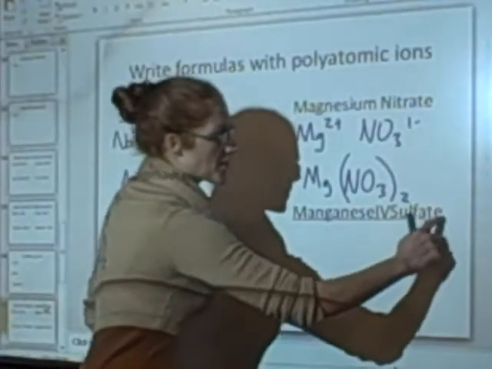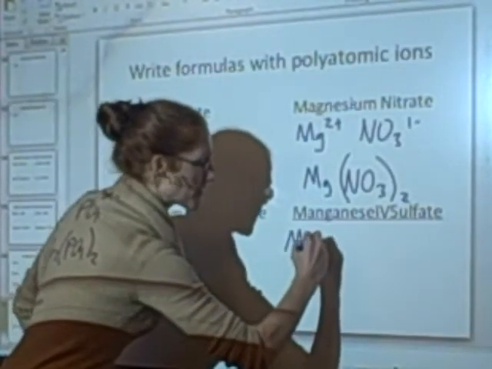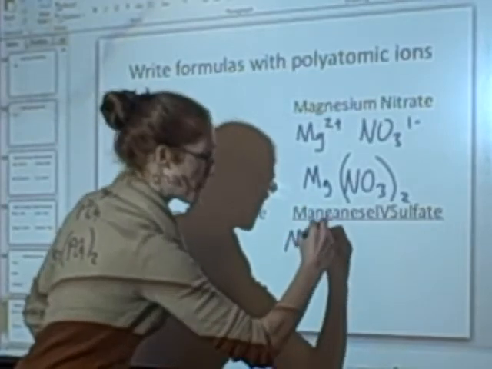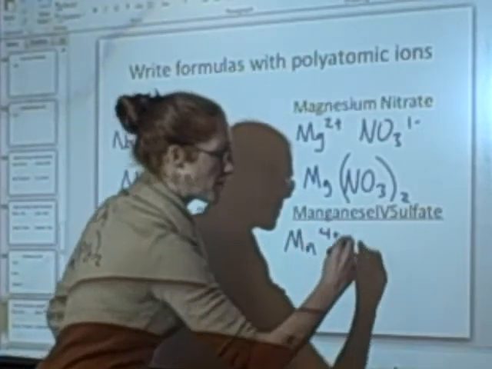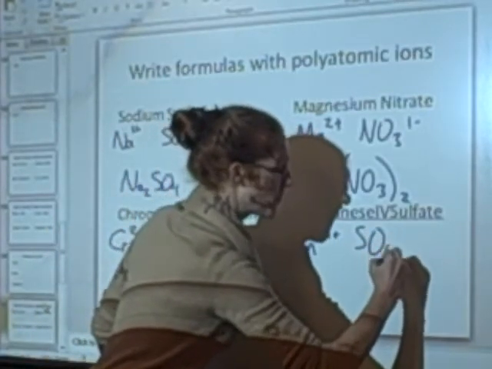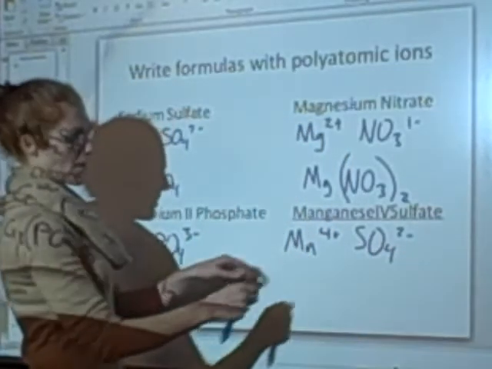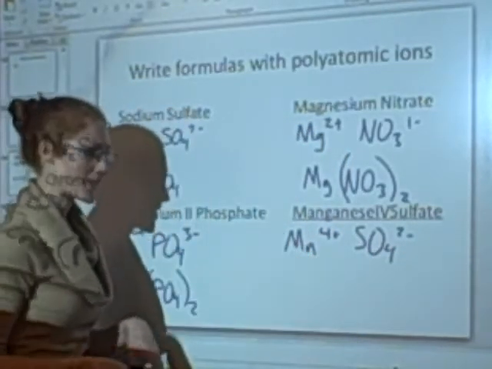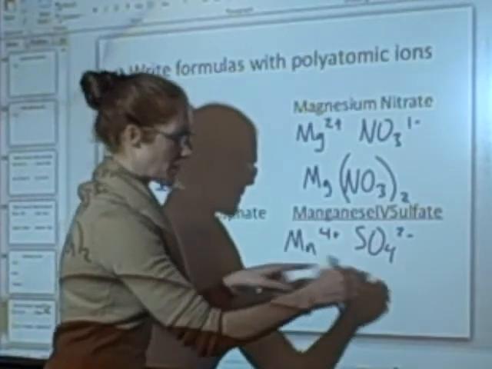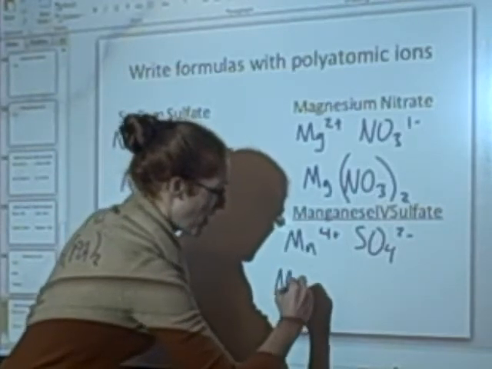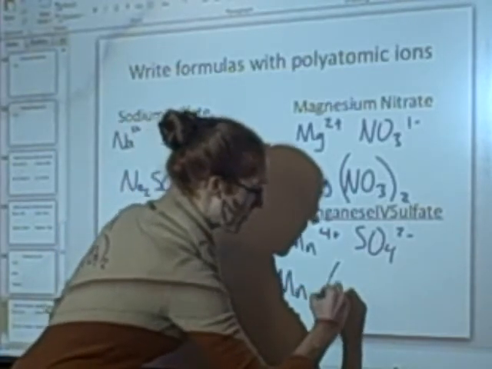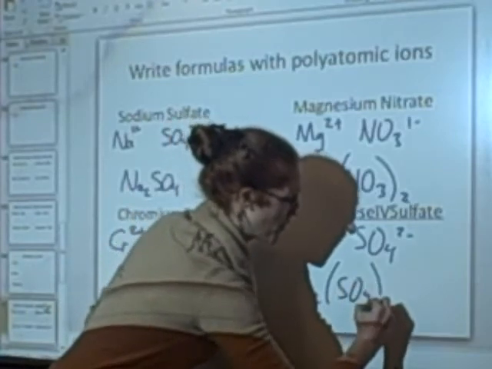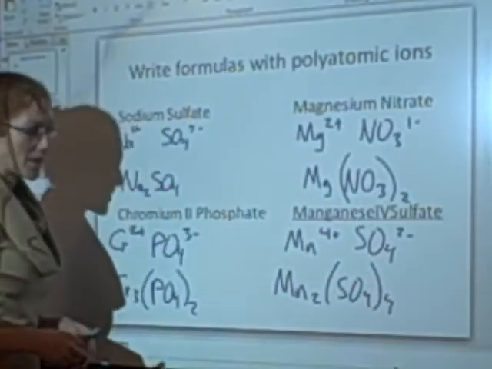Last guy, manganese 4 sulfate. Manganese is Mn. 4 means it has a 4 plus charge. Sulfate we memorize, SO4 with a 2 minus charge. So I know, looking at swapping the charges, I would need 2 of these and 4 of these, but then I'm going to show you something. Mn2, SO4, 4. This is the only time the swapping doesn't work.